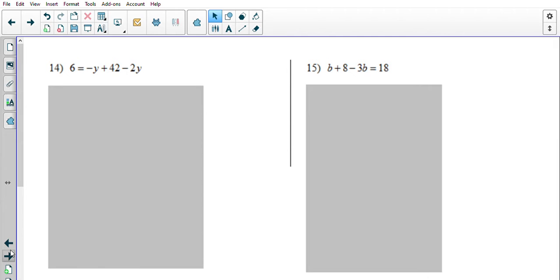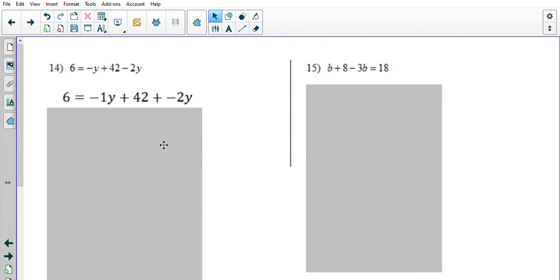All right, number 14. We have 6 equals negative y plus 42 minus 2y. So I'm going to start by adding the opposite here since I do have subtraction. And I'm going to write negative y as a negative 1y. So you're going to see that I rewrote this guy as negative 1y. I rewrote minus 2y as plus a negative 2y.